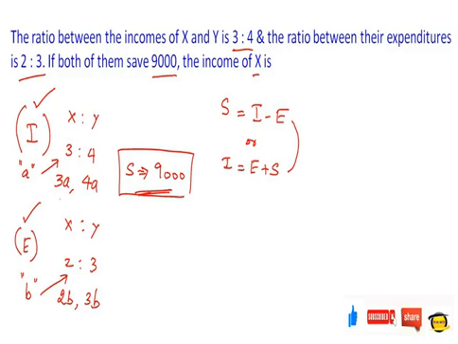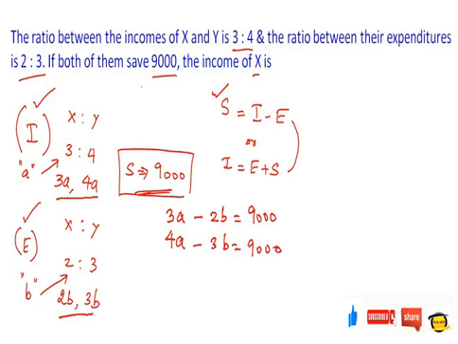Now we have the original incomes of X and Y and also the original expenditures of X and Y, right? And from this statement, we know that the difference between the income of X and the expenditure of X is equivalent to the savings, 9,000, right? Similarly, the difference between the income of Y and the expenditure of Y is going to give us 9,000 because they clearly said that both of them are saving rupees 9,000. Now we have two equations.